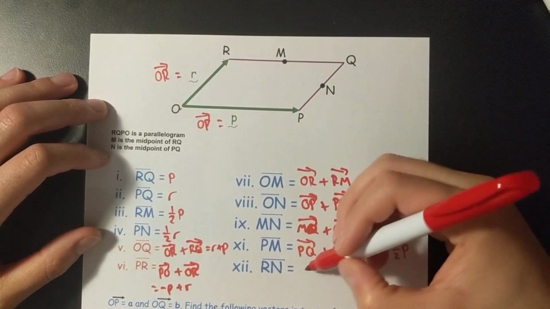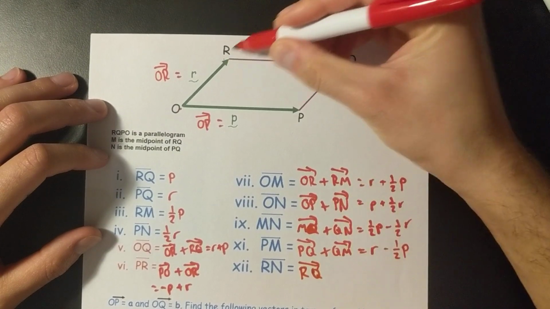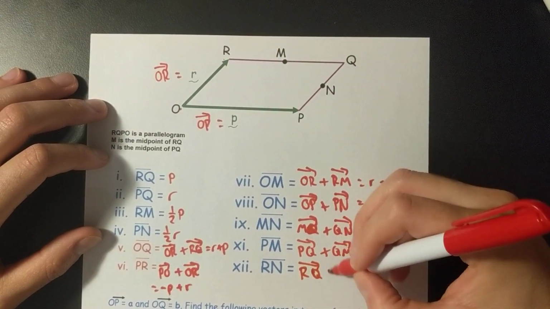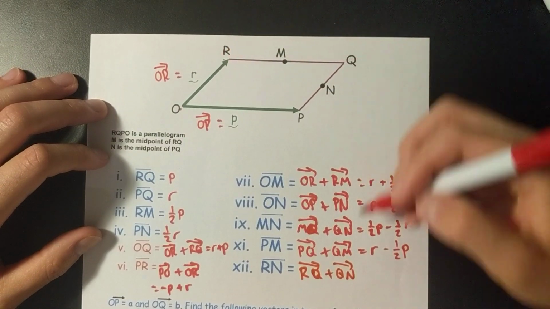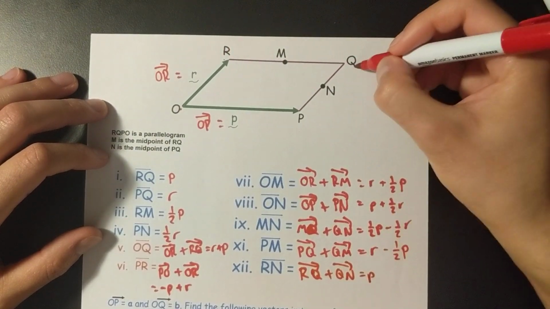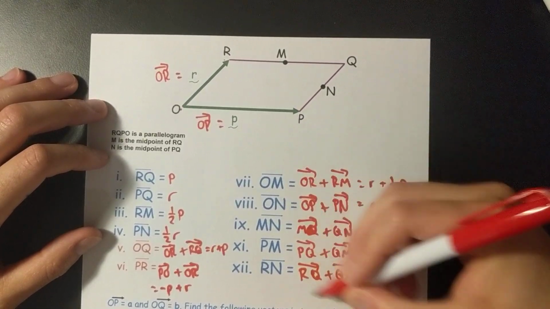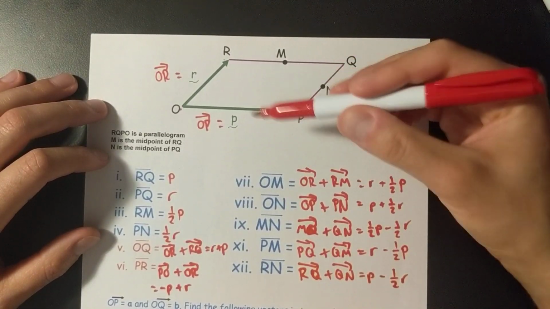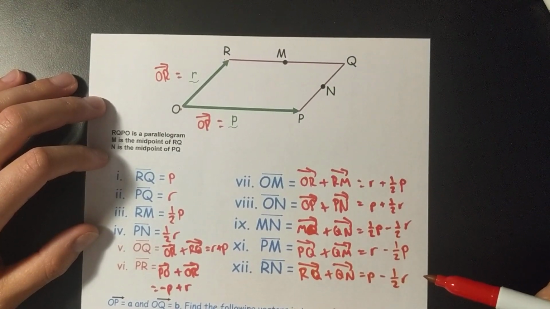R to N, well, that's going to go from R to Q, and then Q to N. So that is P, and then negative a half R. Again, with a lot of these, there's more than one way of doing the journey, but it would still simplify down to exactly the same thing.